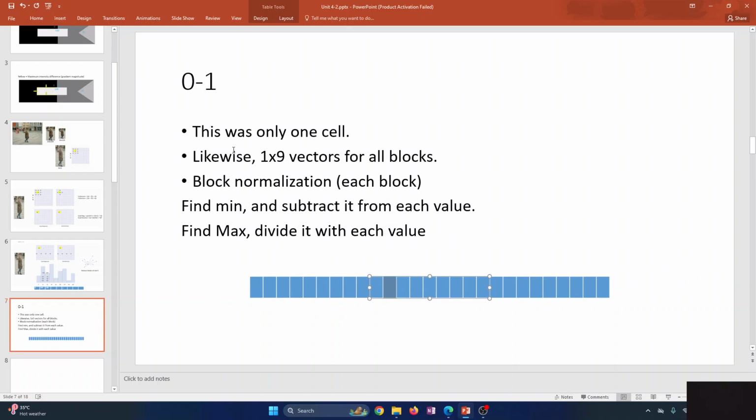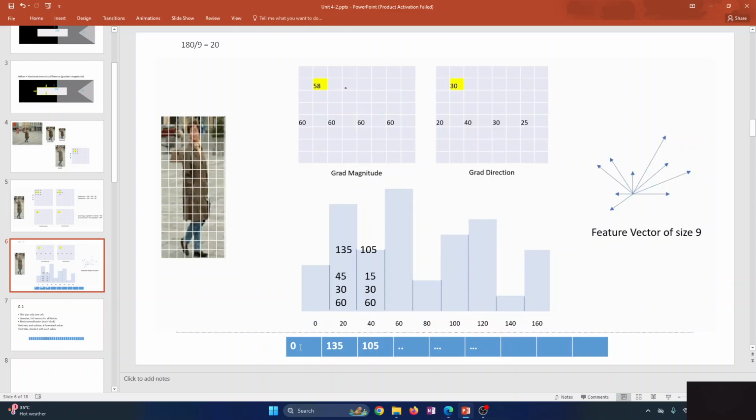Now, this was only for one. The next step is to normalize these values. For example, we can see 0, 135, 105. We are normalizing this to fit a range of 0 to 1.